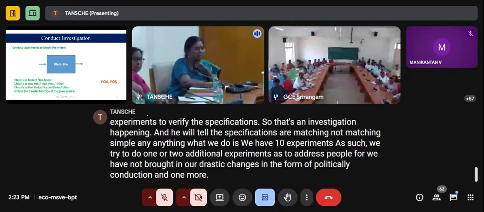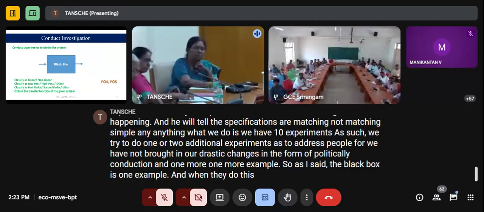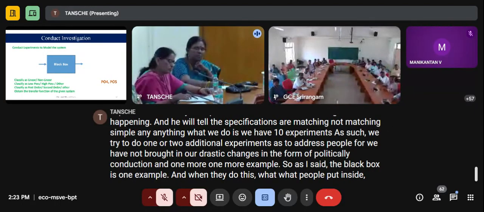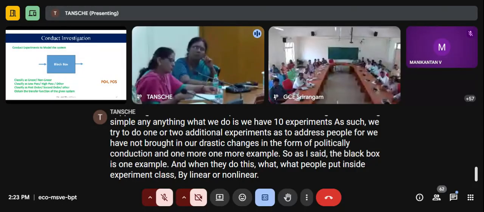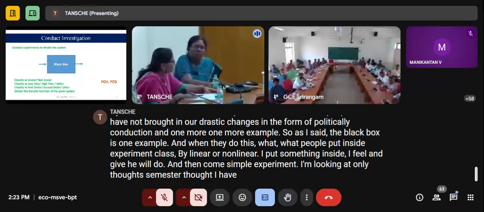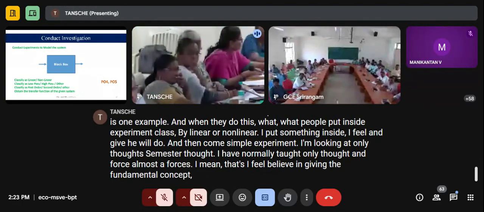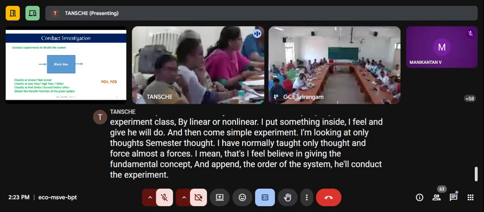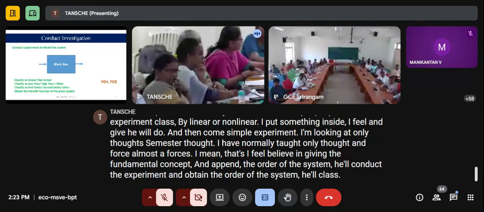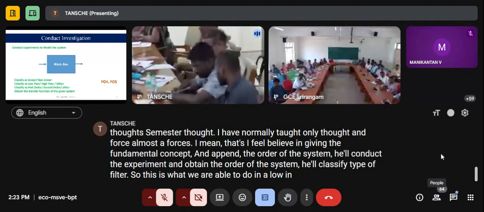And one more example. As I said, the black box is one example. When they do this, what we put inside, he'll conduct the experiment and classify it as linear or non-linear. I put something inside, I seal and give, and he will do it and then come. Simple experiment. I'm looking at only third semester; I have normally taught only third and fourth semester courses. I believe in giving the fundamental concept and obtaining the order of the system. He'll conduct the experiment and obtain the order of the system, and he'll classify the type of filter. So this is what we are able to do in a lower semester course.